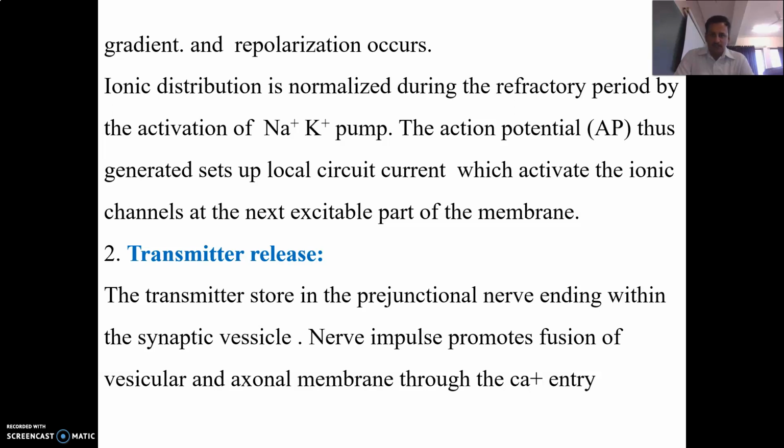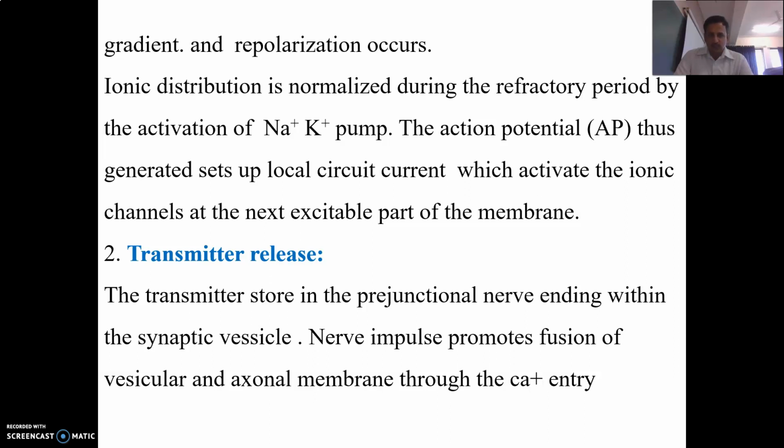These are the pumps or channels present on the membranes. Whenever you stimulate a membrane, the sodium ions enter the membrane, causing the depolarization effect. Then potassium ions move out from the membrane through the potassium channels. You have sodium channels, potassium channels, and calcium channels.